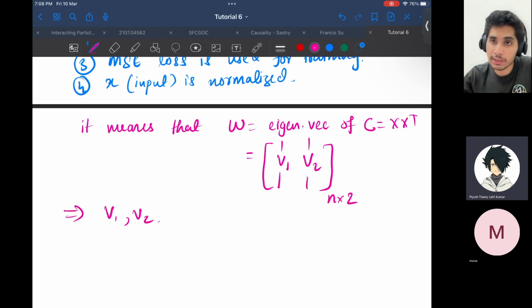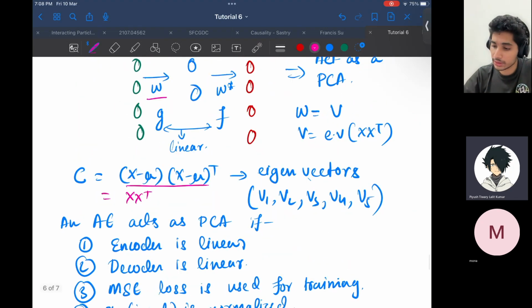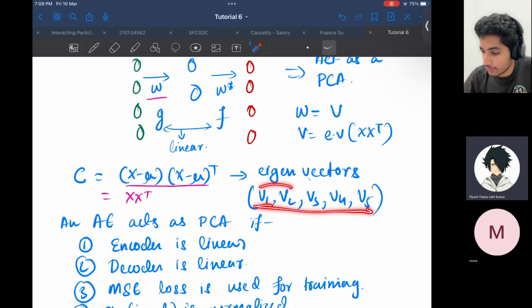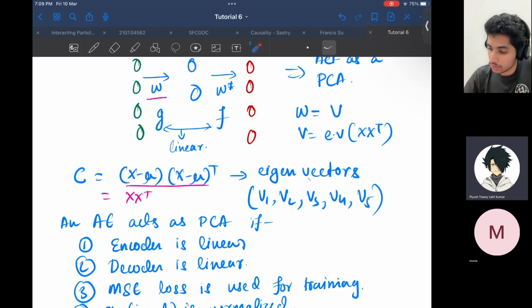V4, V5, V1. Why V1, V2? Why not V4, V5? Because we look at the first two eigenvectors, the eigenvectors with maximum eigenvalues, and it has been given to us that these eigenvectors are written in decreasing order of the eigenvalues. So V1, V2 have the top two eigenvalues. So we will use V1 and V2 as our representation, not V4, V5 or V3, V4 or anything like that.